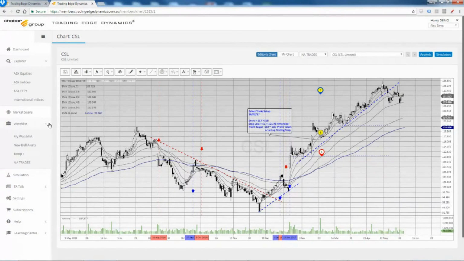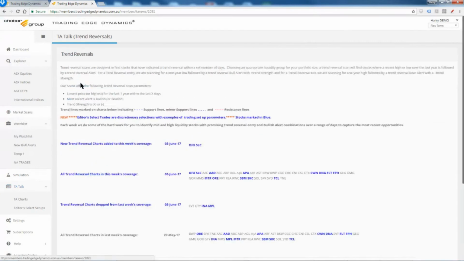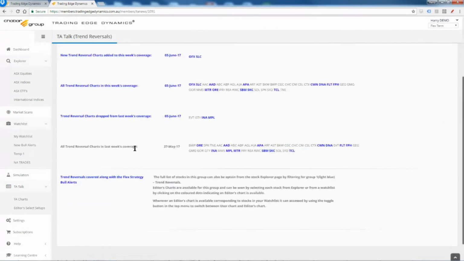We publish the performance of all these trades, with easy access for you. If you go to TA Talk and under TA Charts, you see that not only do we publish the performance in this PDF file or spreadsheet, which I'll explain in a minute, but we actually publicize the actual list of stocks. If I go into the trend reversals, for example, not only have you seen them marked by dots in the column, by the categories, we actually demonstrate that on the 3rd of June, for example, this is the list of stocks that we have.